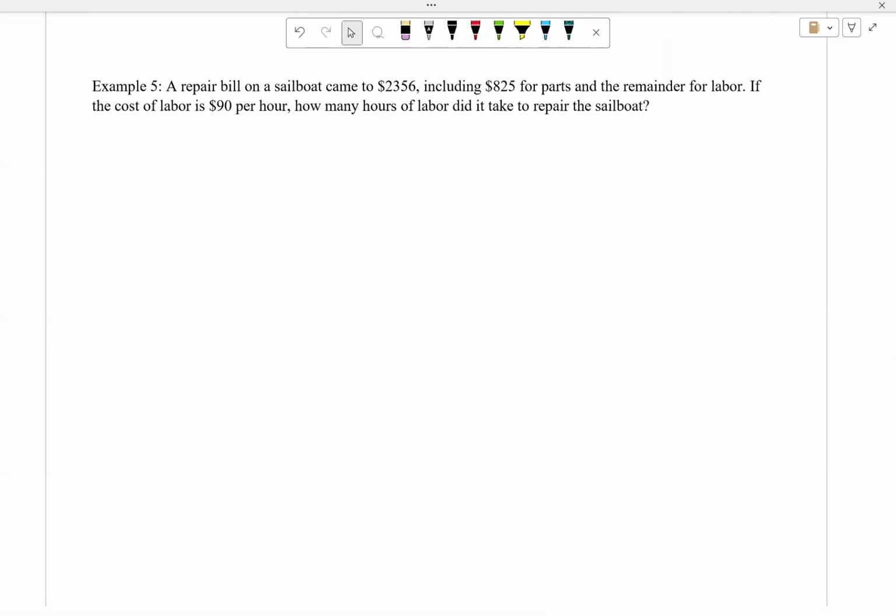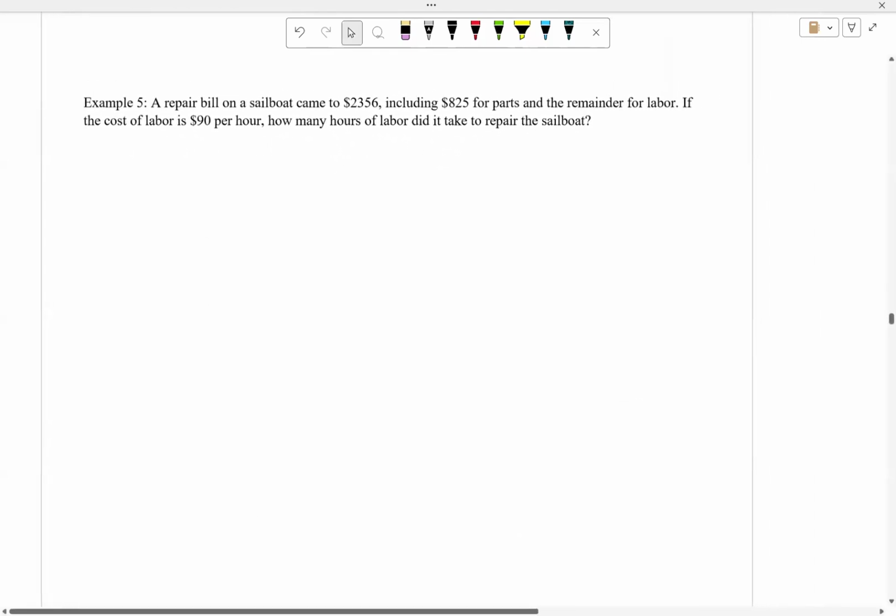Example 5. A repair bill on a sailboat came to $2,356, including $825 for parts and the remainder for labor. The cost of labor is $90 per hour. How many hours of labor did it take to repair the sailboat? Should we use X? Yeah, use any letter except, what would be an odd letter to use for a variable? O would be really strange. It's a little awkward. Okay, let's use X.